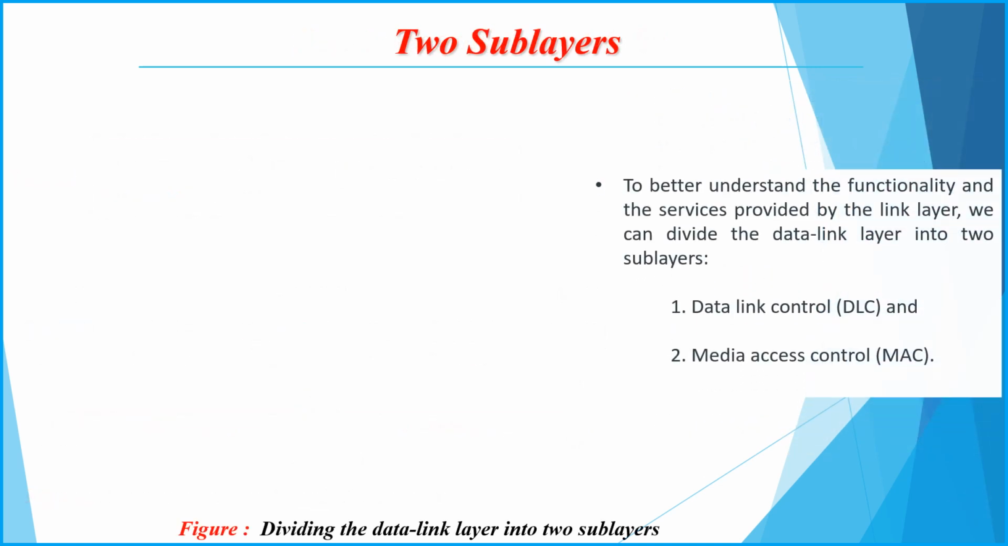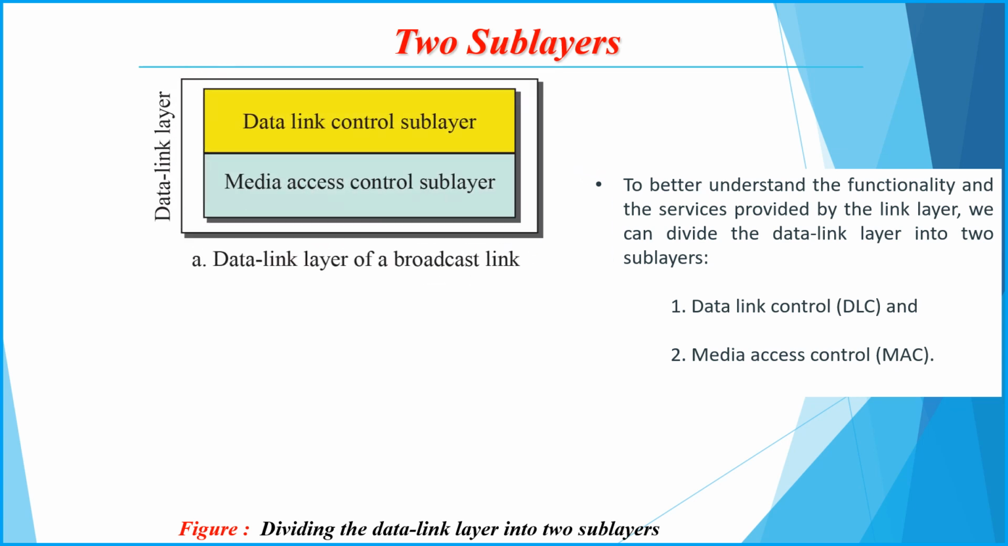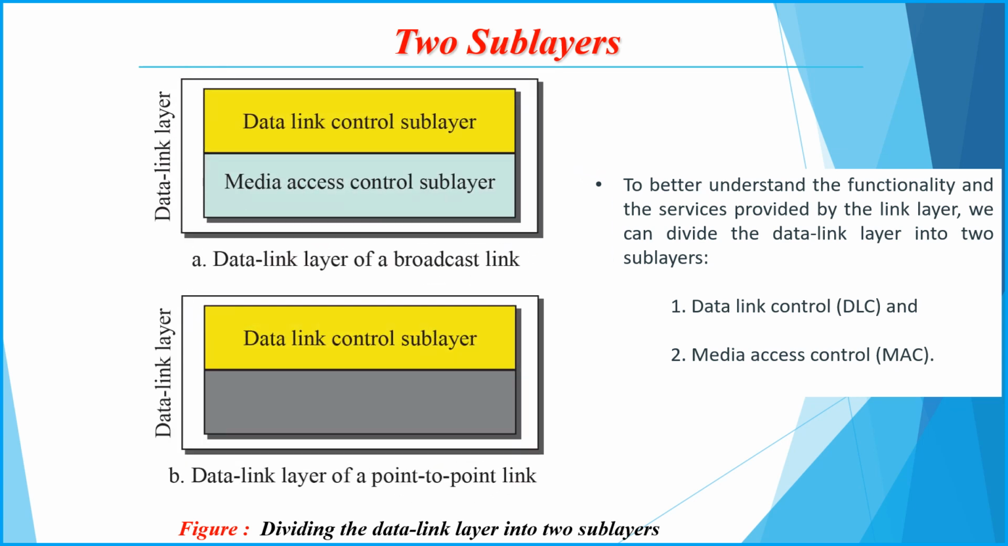To better understand the functionality and the services provided by the link layer, we divide the data link layer into two sublayers based on the broadcast link and the point-to-point link. The first sublayer is data link control. The next one is media access control.